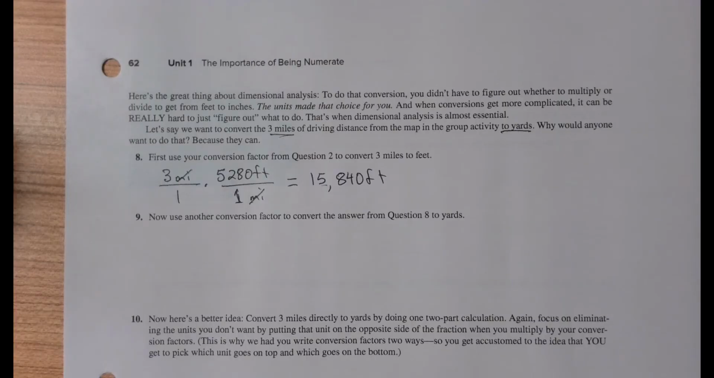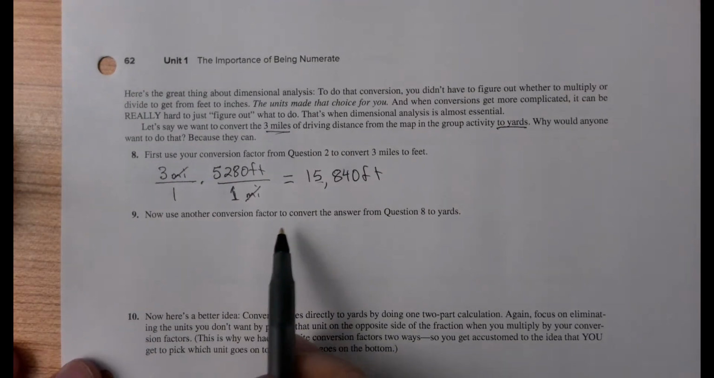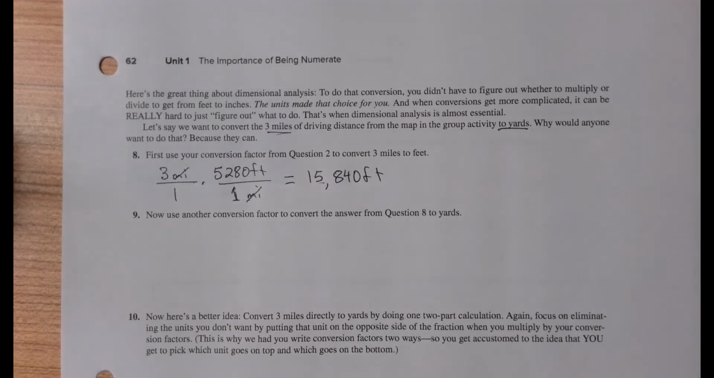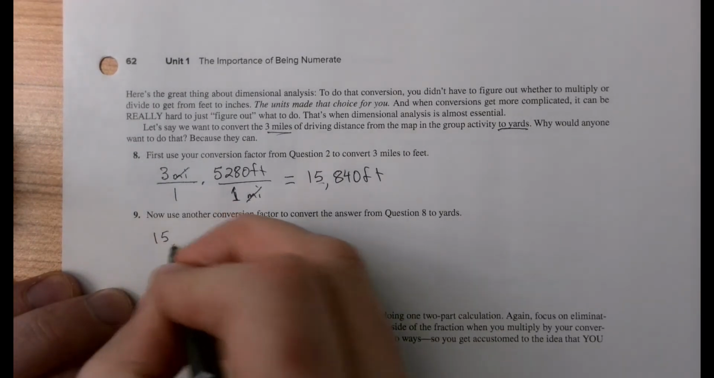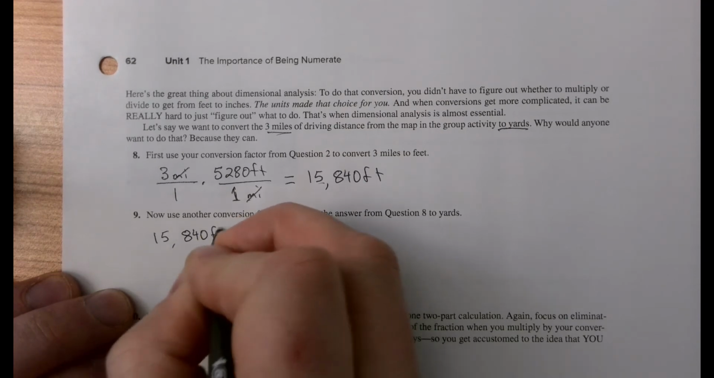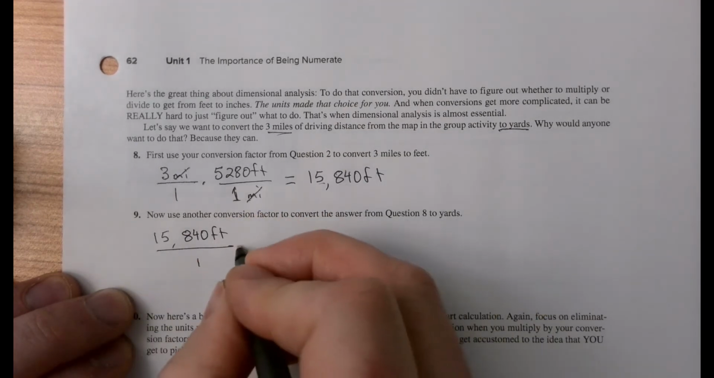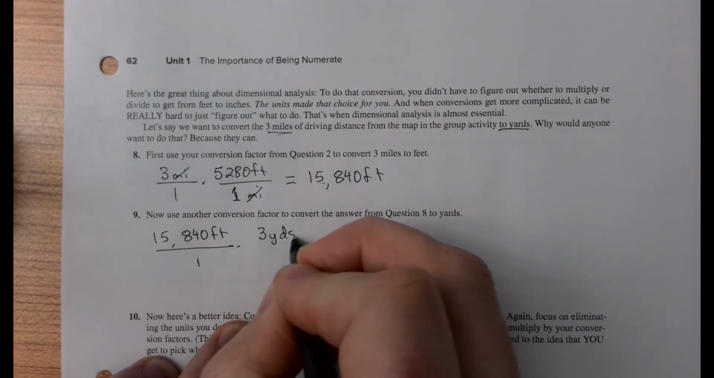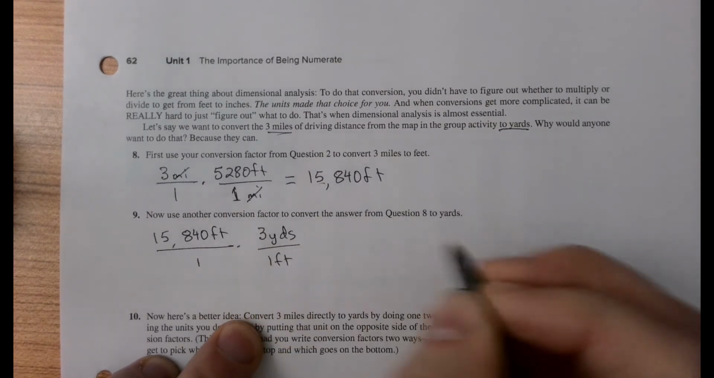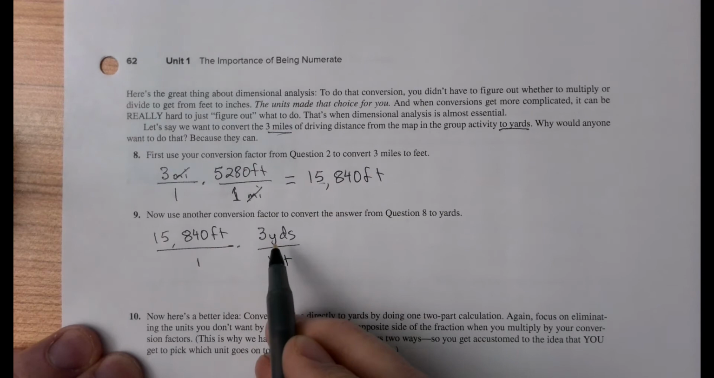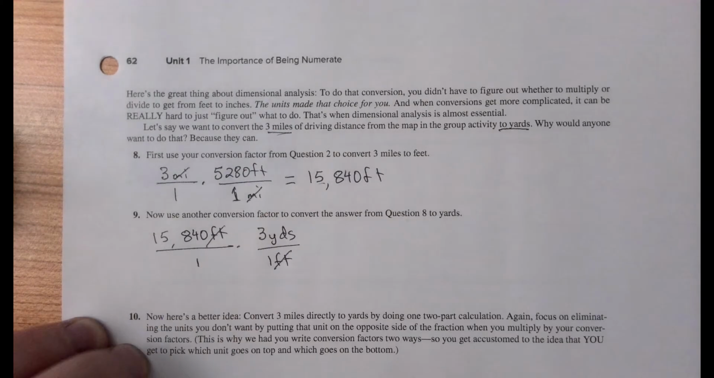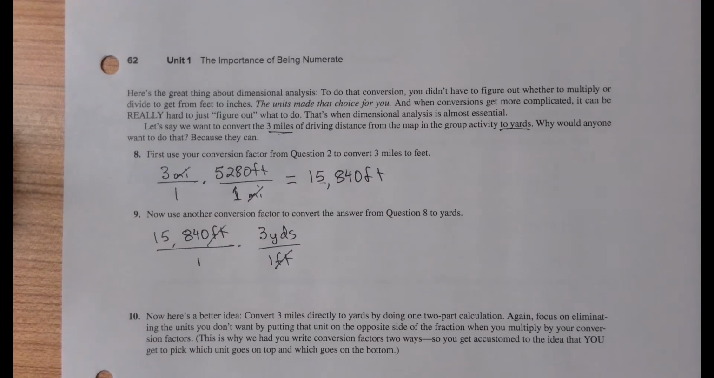Well, our author then says, hey, now use the conversion factor to convert the answer from question 8 to yards. So we're going to take this 15,840 feet, that's the unit we're starting with, and we're going to convert it into yards. Well, we know that 3 yards is equal to 1 foot. And because I want yards as my remaining units, I'm going to cancel out the feet. In other words, the feet is going to be the divisor, the yards is going to be the numerator.